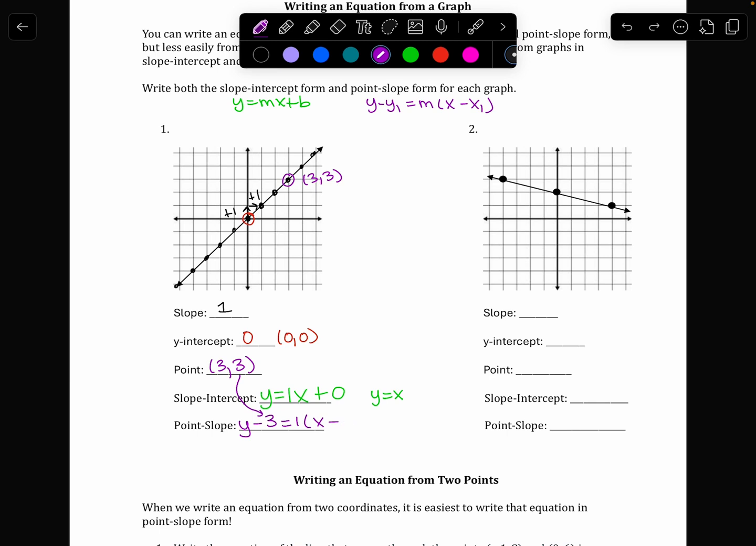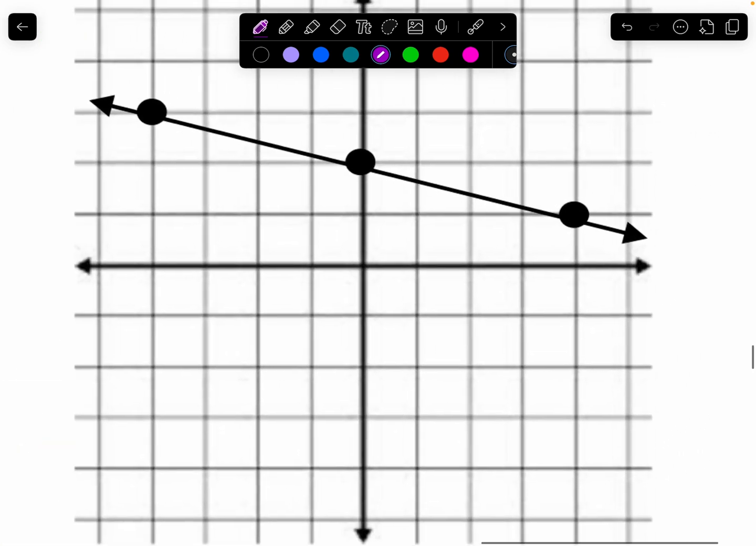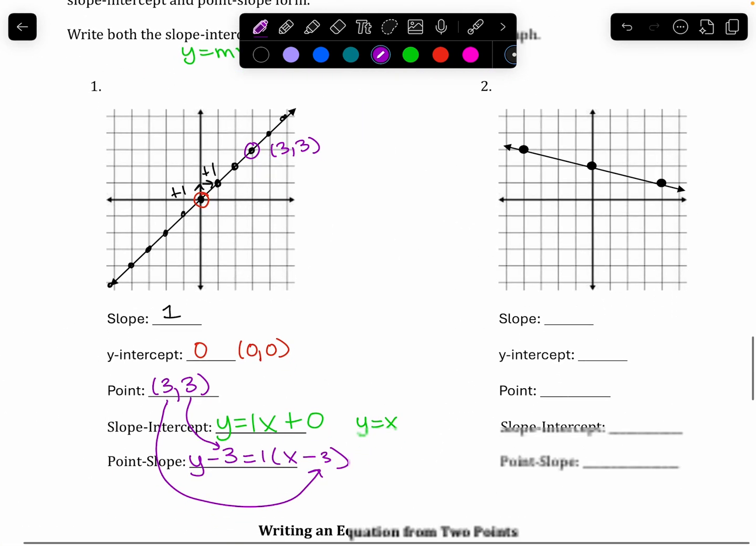So y minus y1 equals x times x minus x1. I don't know why I put x1. I know what x1 is. Silly. And so there is my x value. Okay, so I've just written my equation in both slope-intercept and point-slope form. This one, you're going to have only one equation for slope-intercept form, but you can have multiple equations for point-slope form just because there are so many points in this particular graph.